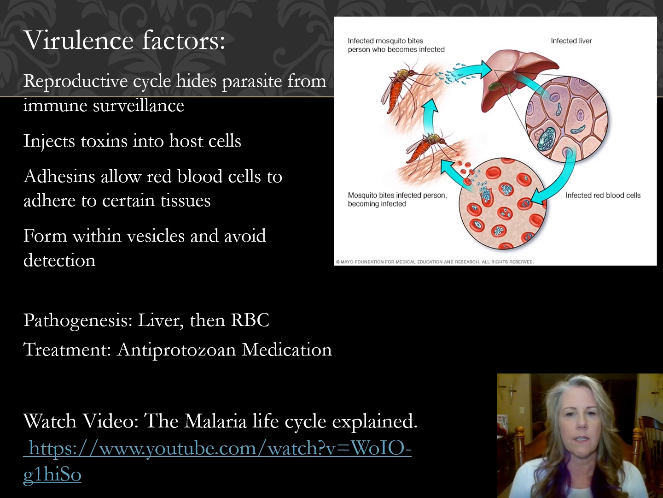So these organisms are really good at avoiding the immune cells of the immune system, and they are really good at avoiding detection, so they can hide. They hide within vesicles to avoid that detection. Now, what does this organism do? First, it travels to the liver, and then to the red blood cells. It infects the red blood cells, and then it will burst open the red blood cells and destroy them.